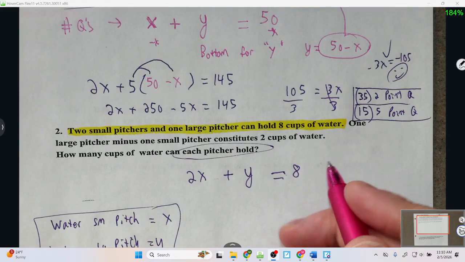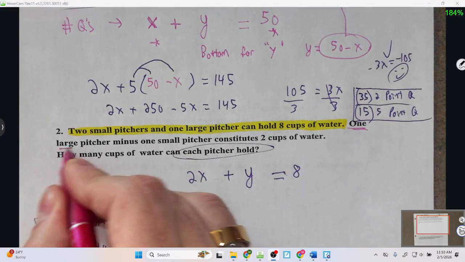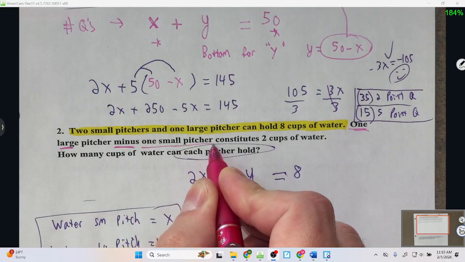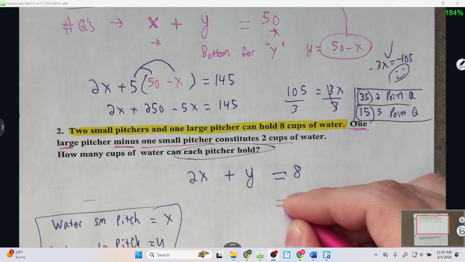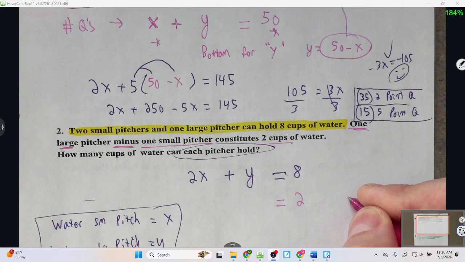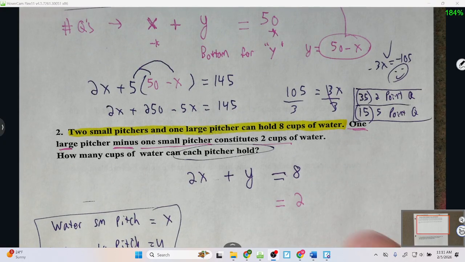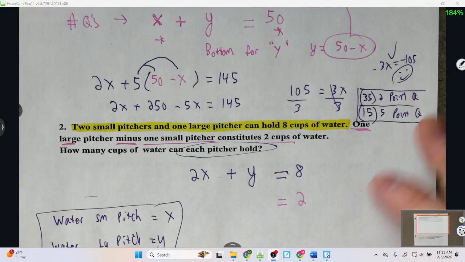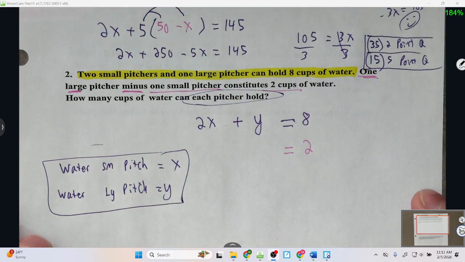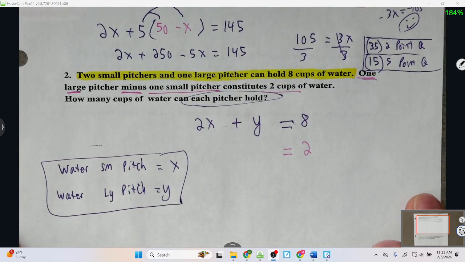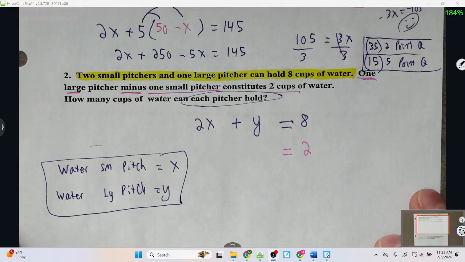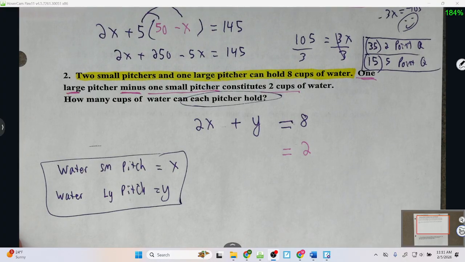Okay. We also have 1 large pitcher, and they also said minus 1 small pitcher is 2. So that reaches a total of 2. That's 1 large minus 1 small. Ooh, there's a little trick here. Do you know what I have to do with this one? Can somebody tell me? It's slightly weird what they're trying to do here. 1 large minus 1 small. Is that x minus y?